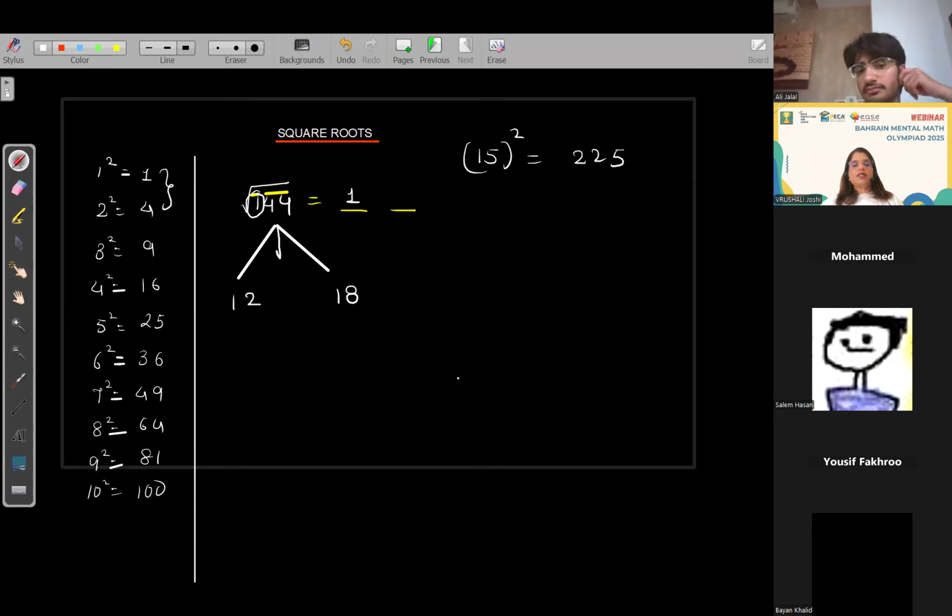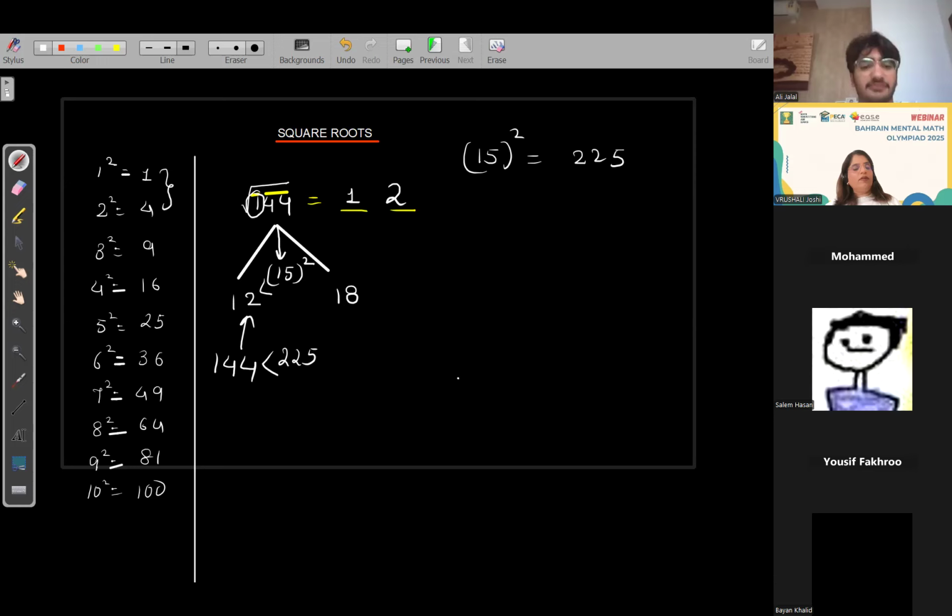So now the center of all these numbers is 15. Now we know what is square of 15. Square of 15 is 225, correct? Because we just learned that right now. You should use that technique. 144 comes before 225. Getting it? This is smaller than, so this will be smaller than. So answer is 12. Are you getting what I'm saying?